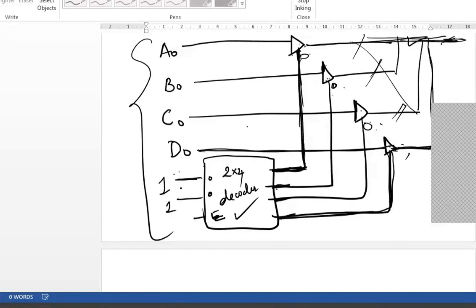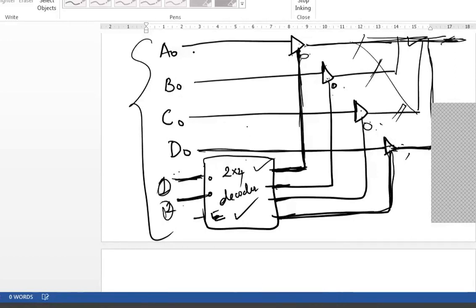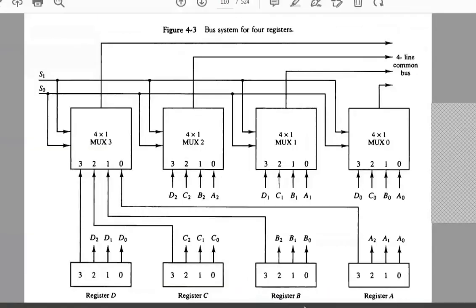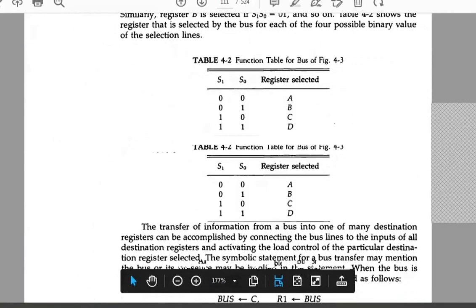Okay, so what you will do is, the input that you are providing to the first decoder, you will be providing the same inputs to all the 4 decoders. So what would happen if you select 0 0, A0 from this state would go out, similarly A1 from the other state would go out, A2, A3, A4 similarly. Okay, so this is how you can design the circuit for common bus using tri-state buffer.